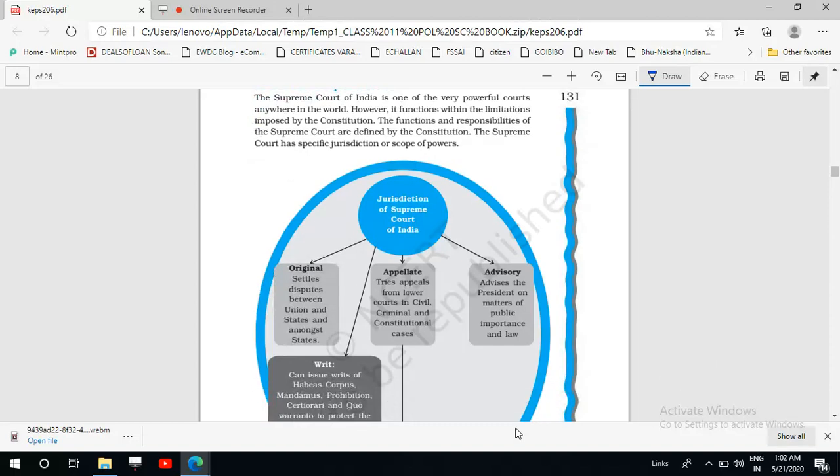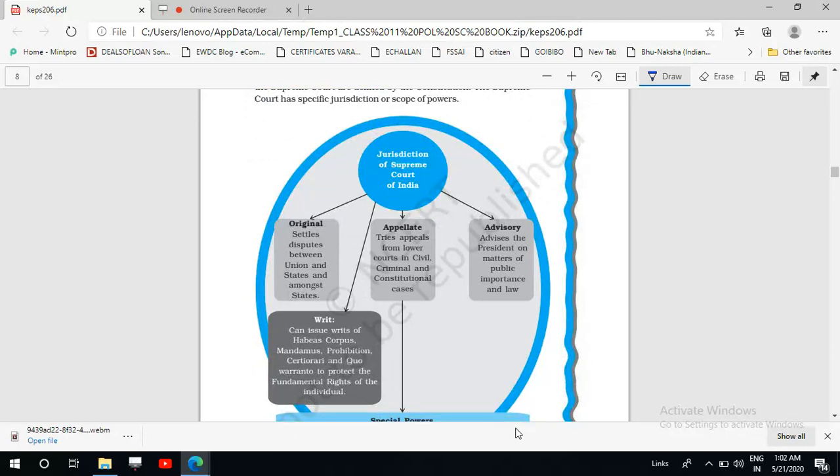Now we will see what jurisdiction means, power. So what are the jurisdictions of the Supreme Court of India? The first jurisdiction is called original jurisdiction. Original jurisdictions are those jurisdictions which cannot be heard in any other court. It can be heard only in the Supreme Court of India for the first time.